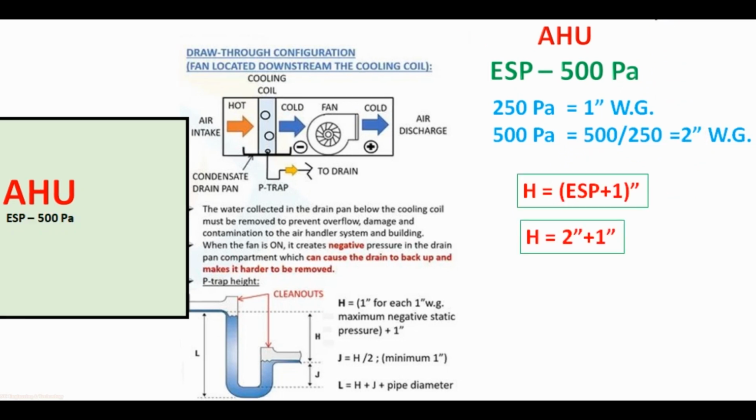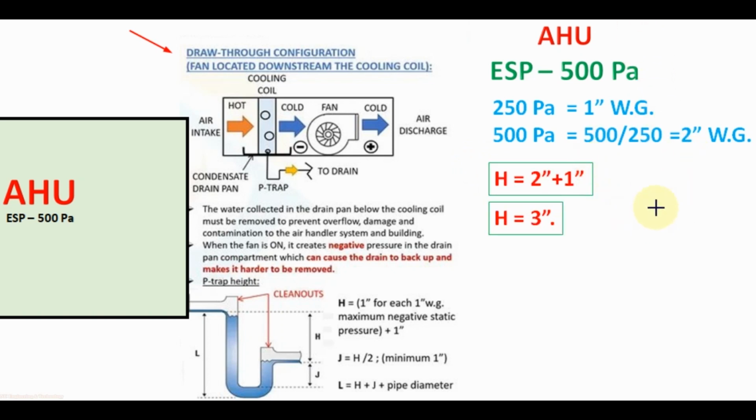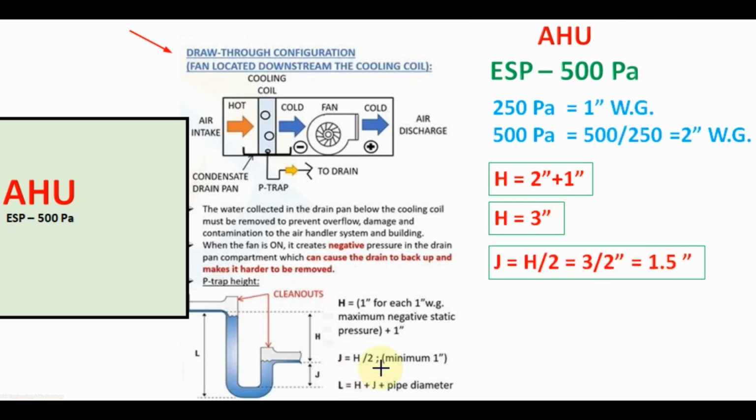As our AHU is draw-through type, for draw-through type you need to calculate the value H. We have this formula: H is equal to the unit's external static pressure in water gauge plus 1. As external static pressure in water gauge we have 2, plus 1, so H equal to 3 inch. And to calculate the height J, we have this formula: J equal to H by 2. H equal to 3, so 3 by 2 equal to 1.5 inch.